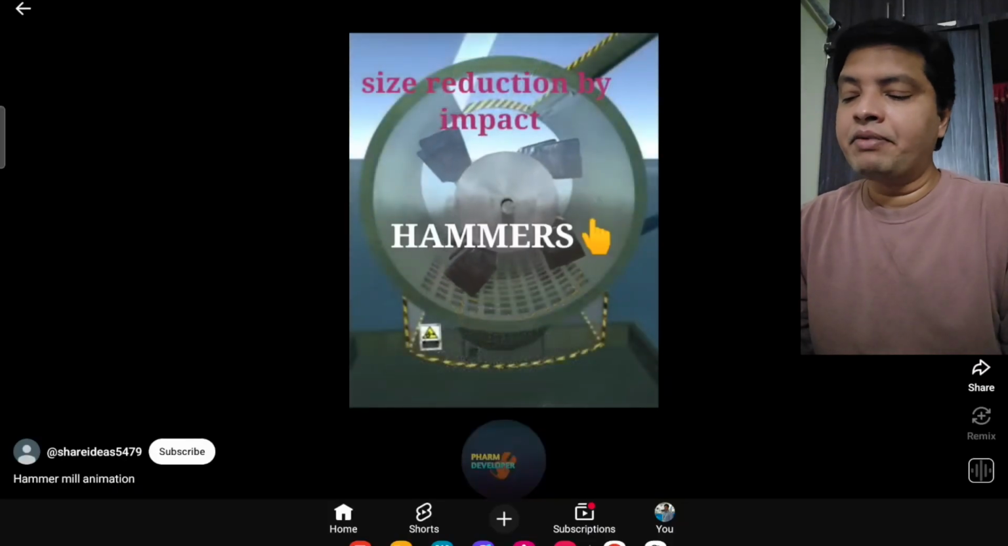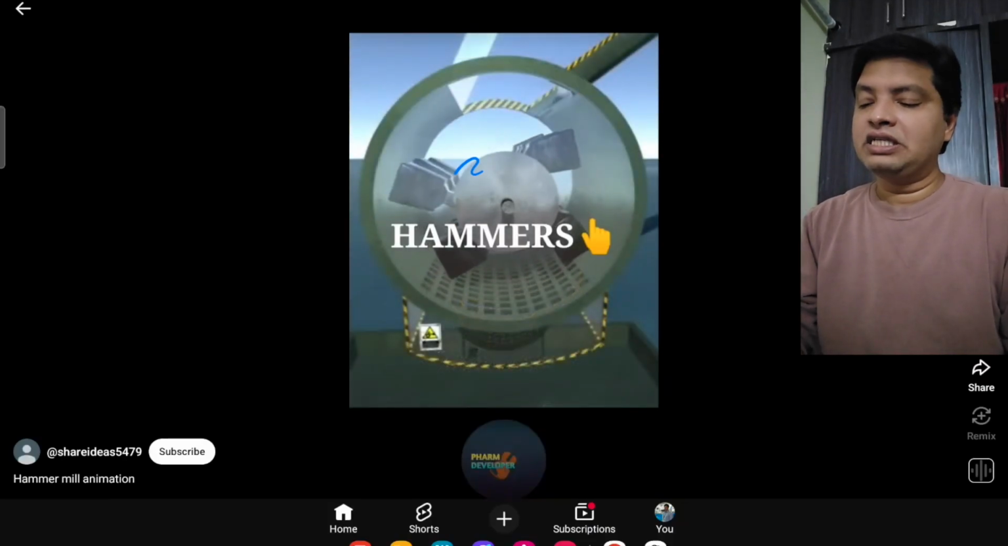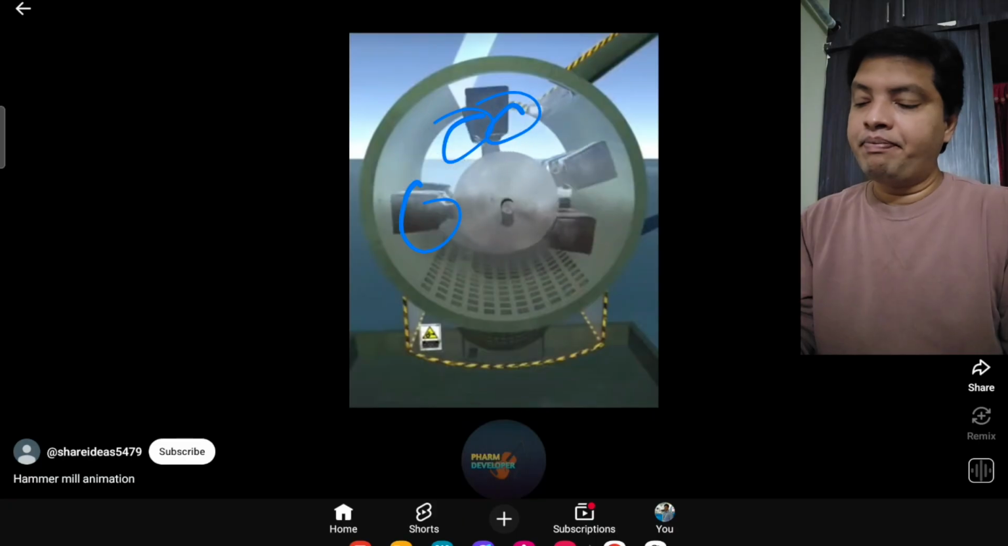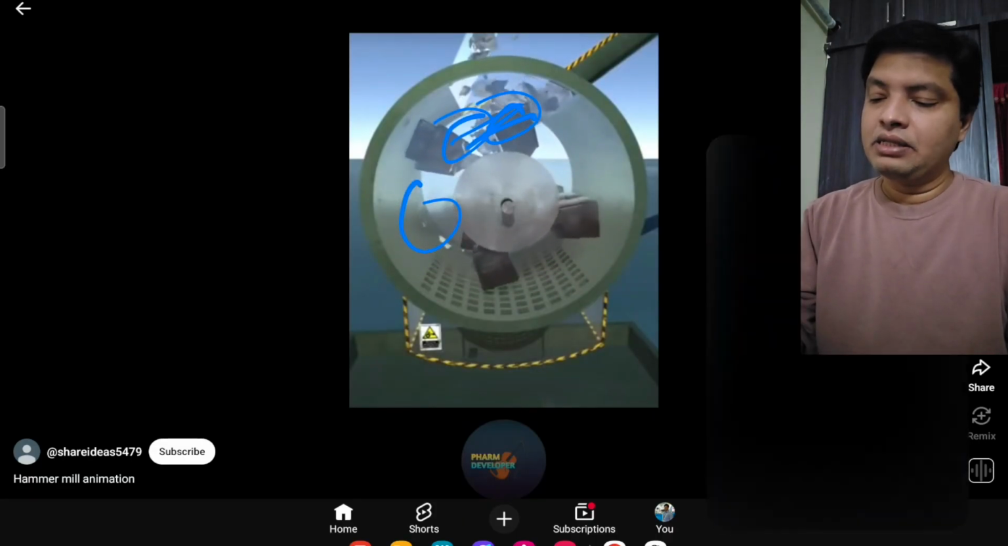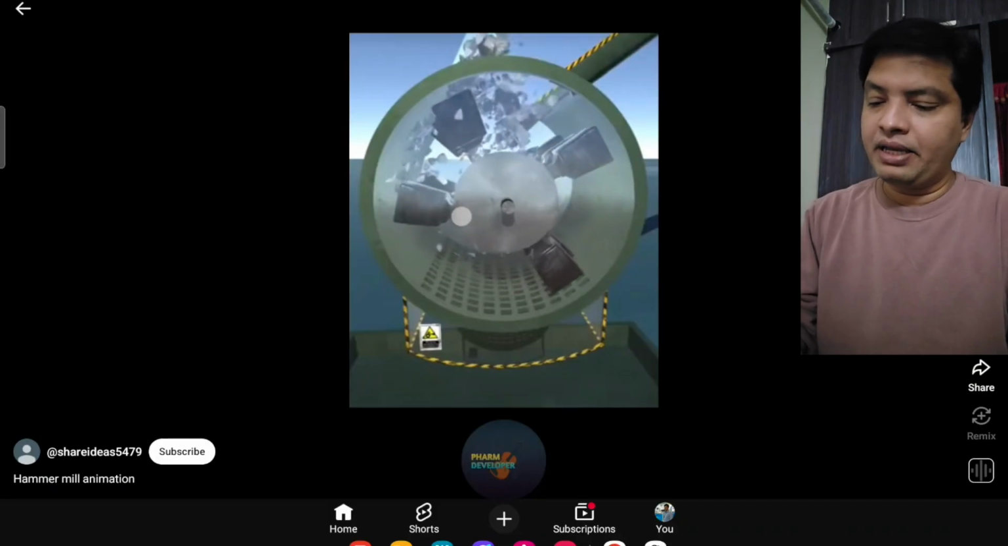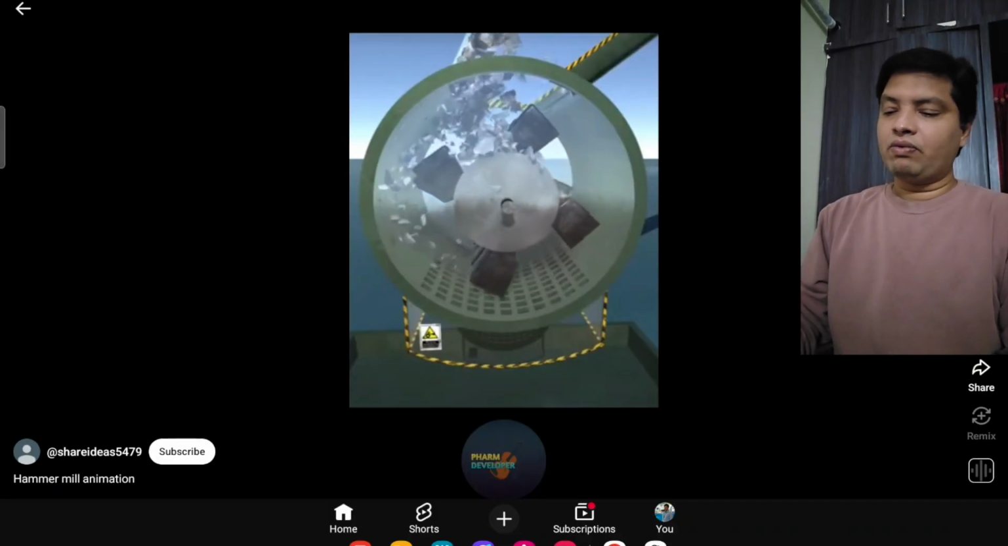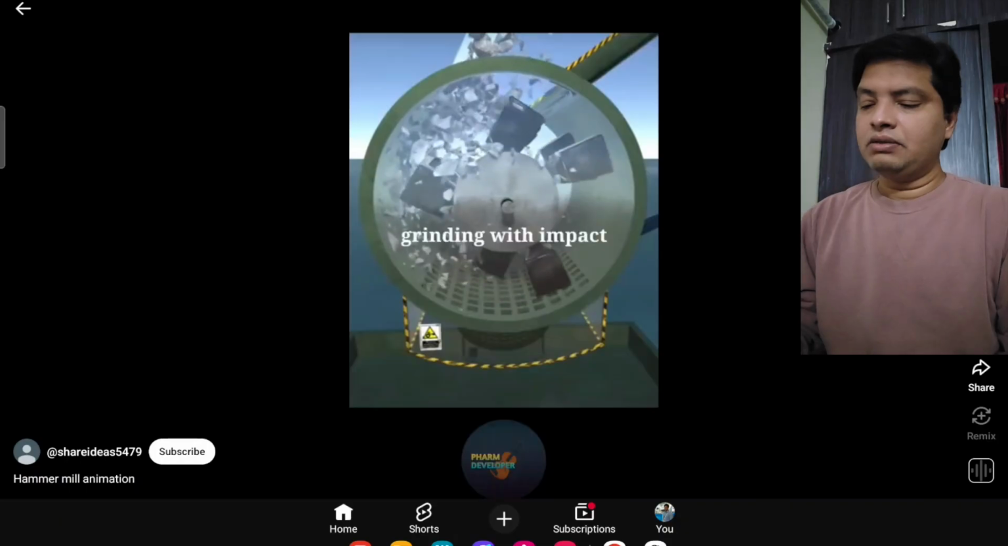The principle in the hammer mill is impact. So this hammer will impact your material which is coming. Whatever the material is coming, this material is being impacted by the hammer. That's what happens here. So this is the principle of impact.